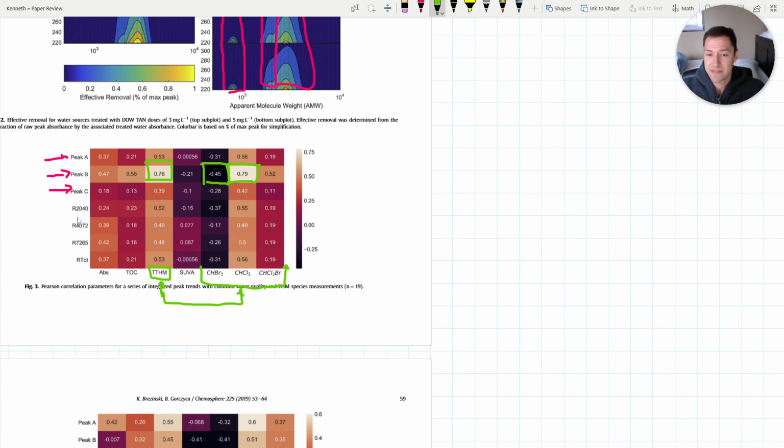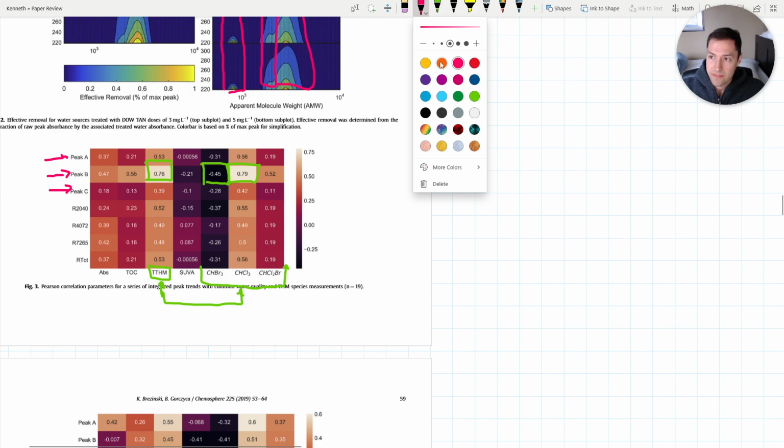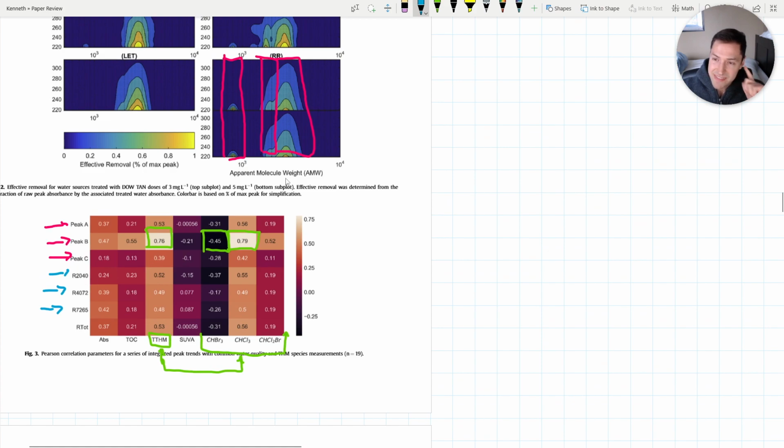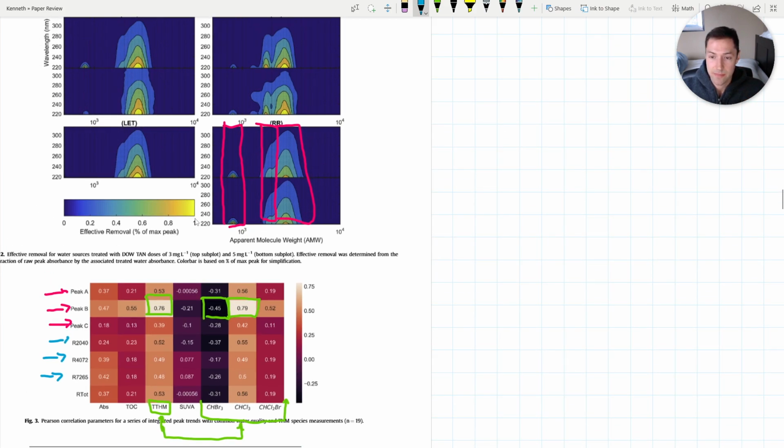Now this is something else. We looked at R240, R272. Maybe I can get another color for that. I'll shake things up a bit. Go with blue. We have 240 to 260, 40 to 72, and 72 to 365. So what this is telling us is that rather than taking slices of apparent molecular weight, what we were doing instead was taking slices of these ranges here.